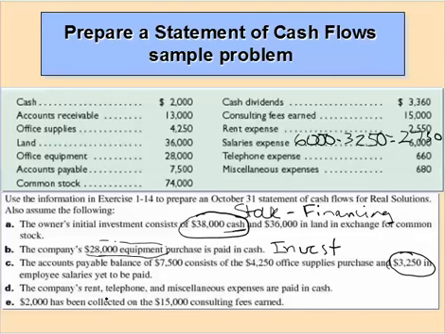Then it says the company's rent, telephone, and miscellaneous expense are paid in cash. So we've got rent here, our telephone, and miscellaneous expense. Those are all operating activities. We have to pay those bills in order to operate our business. Then it says $2,000 has been collected of the $15,000 in consulting fees earned. So out of this $15,000, we received $2,000 in cash. So that's obviously going to impact our cash flows, the operating section.